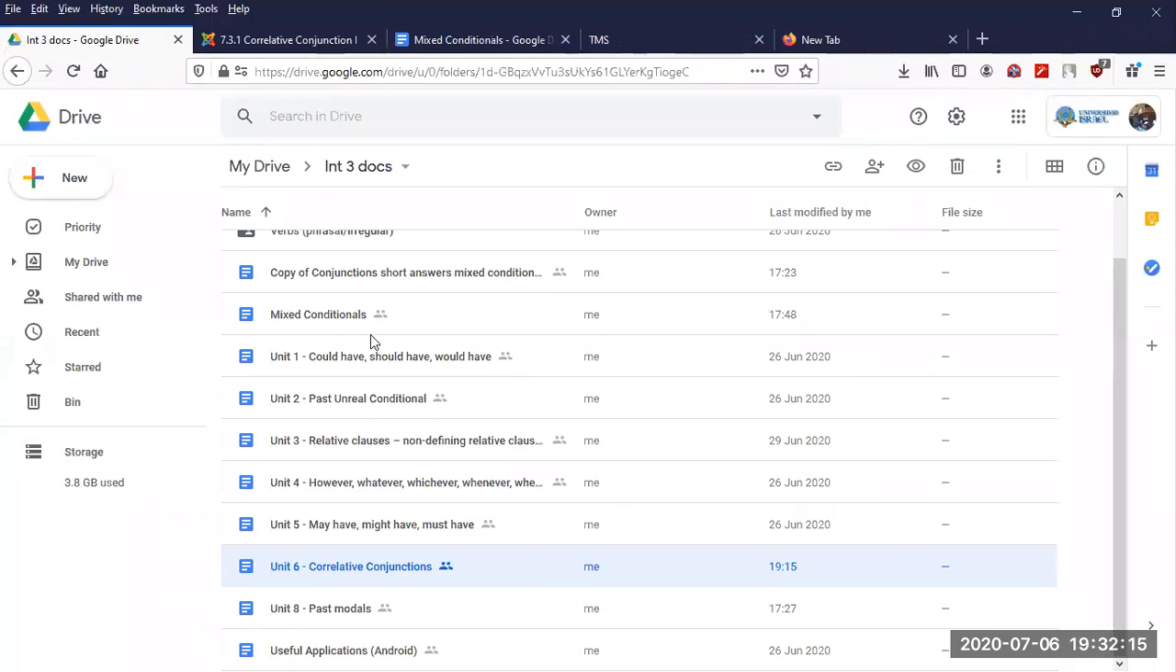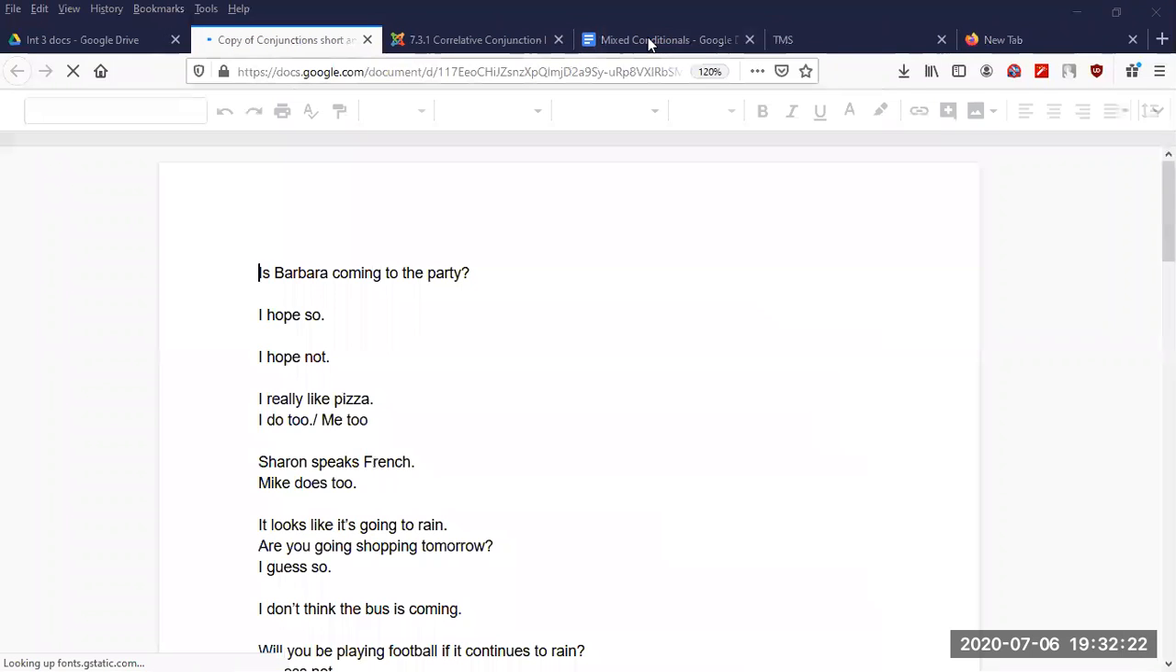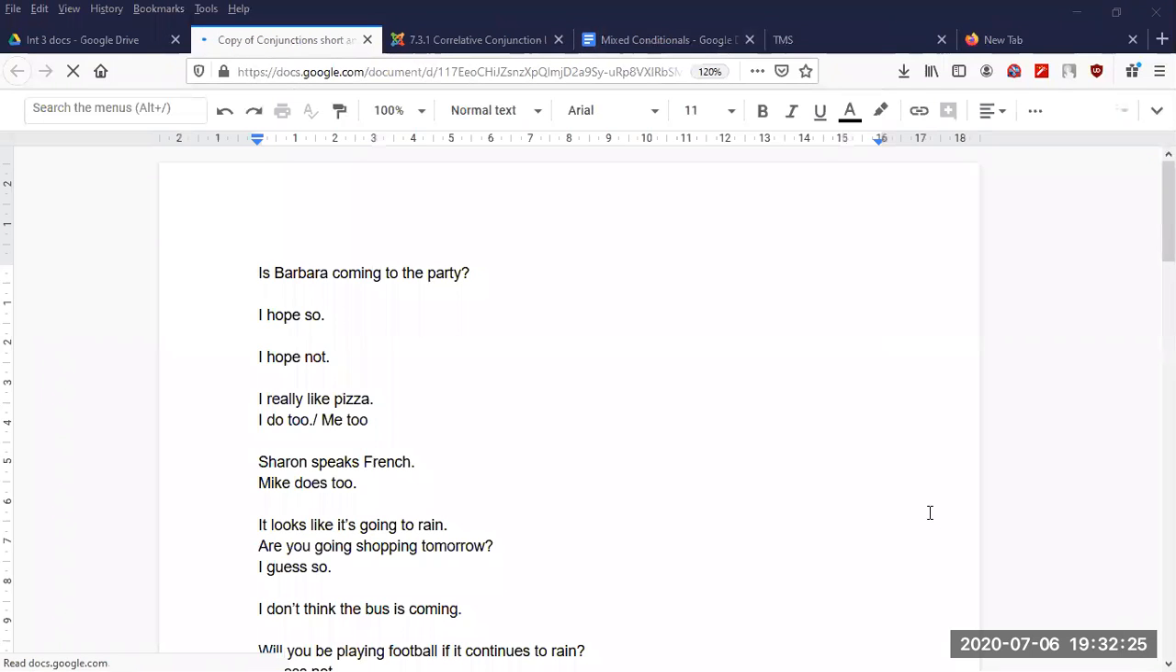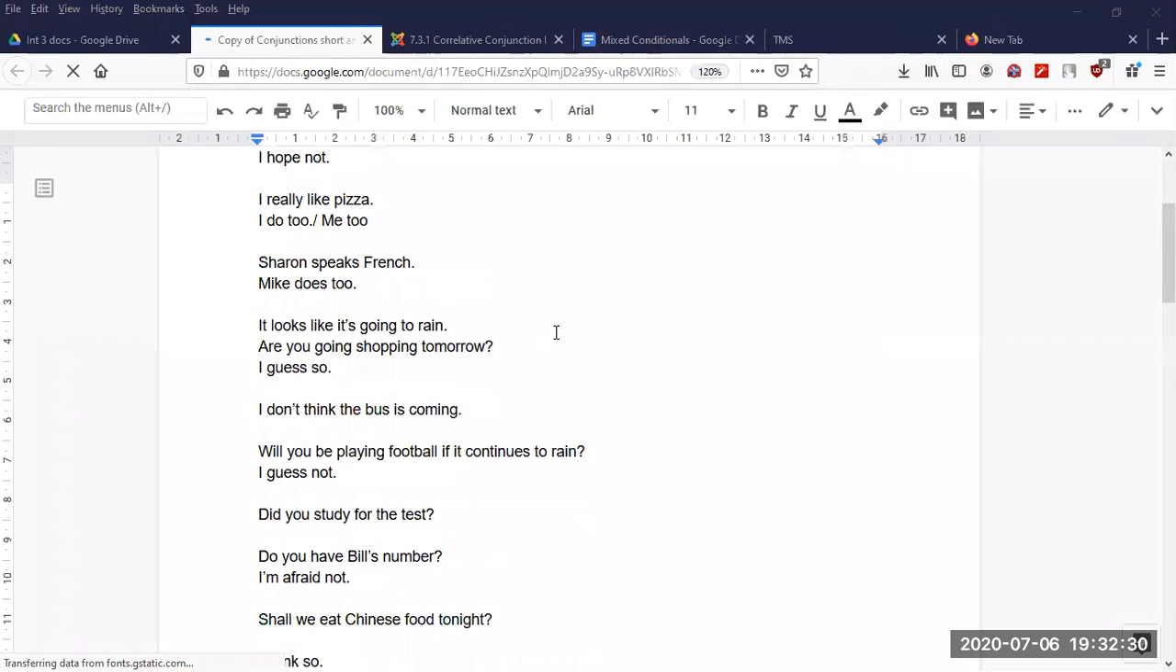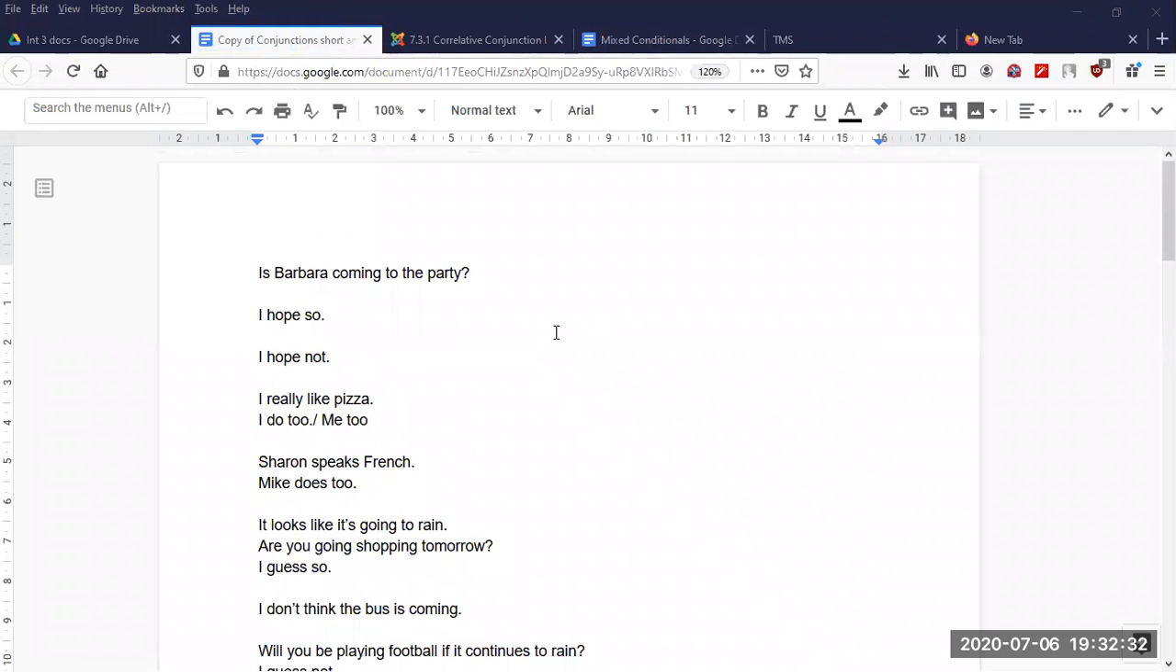Okay. The second part of Unit 6 are these short answers. And I did this for my group last week. So I've separated them into different groups.